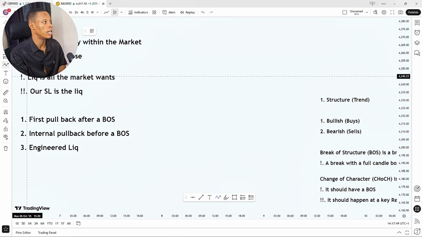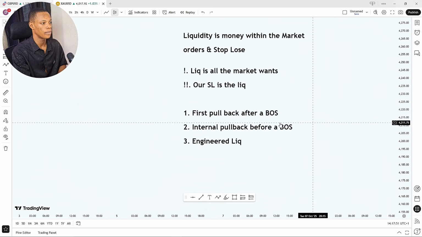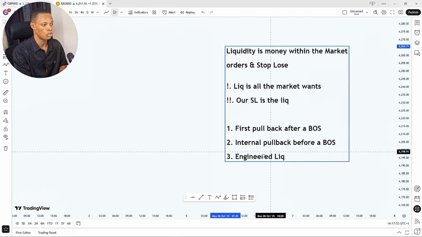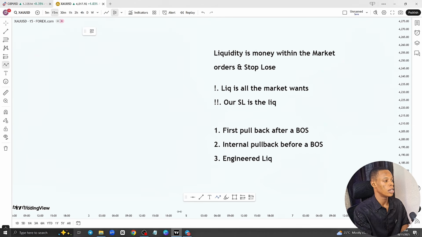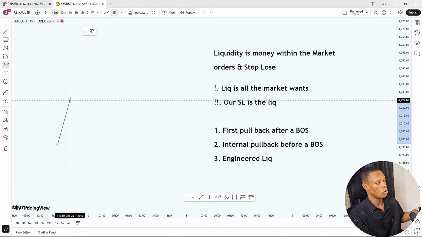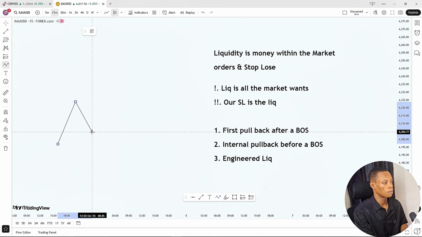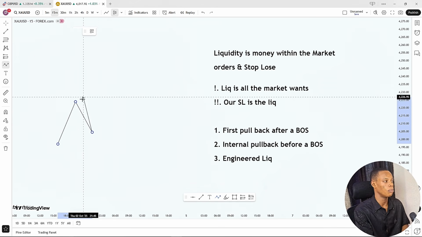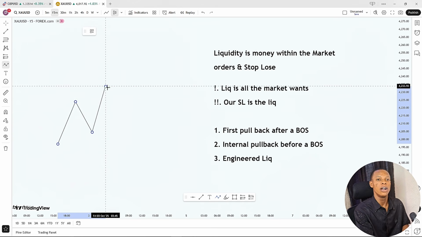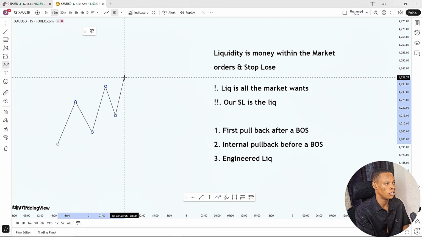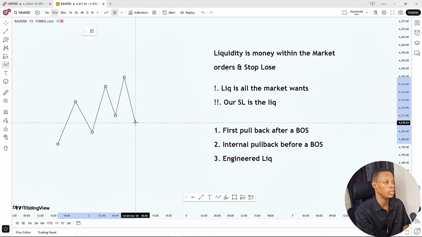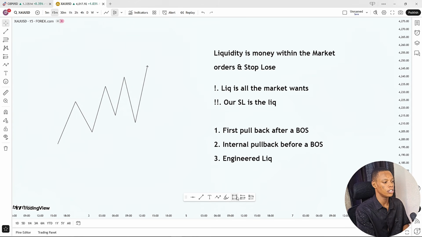Now the first one is the first pullback after break of structure. You know BOS, I said it was a break of structure. What this means is the price is going to go up, come down, then go up again to break that very point as a break of structure. On breaking that structure, the first time the price comes back down, that retracement is going to act as liquidity. This is the first buy zone.